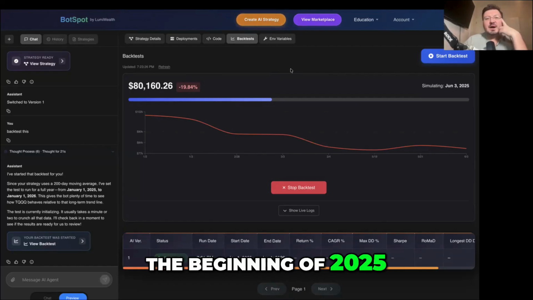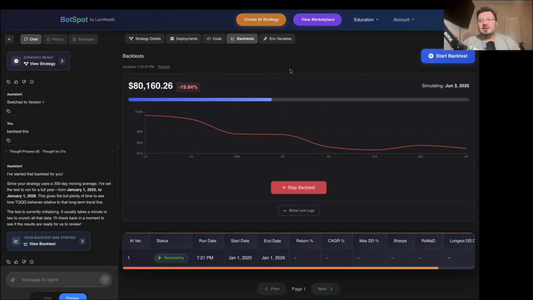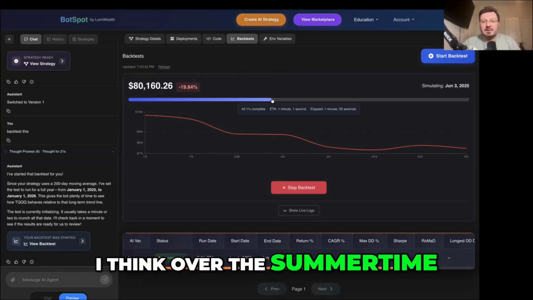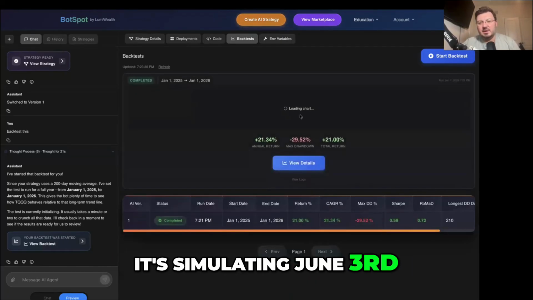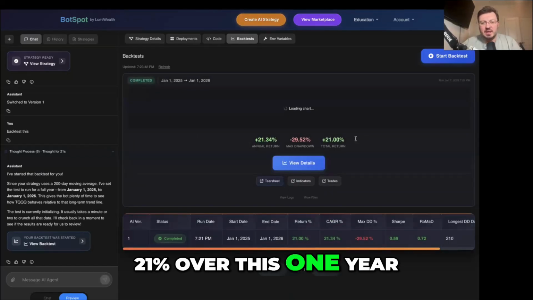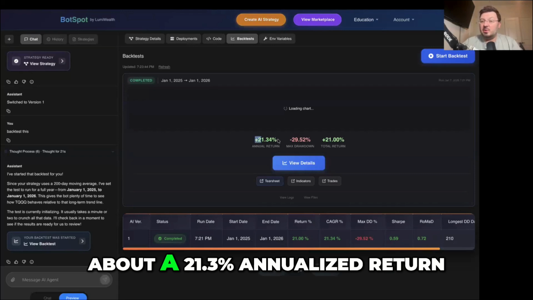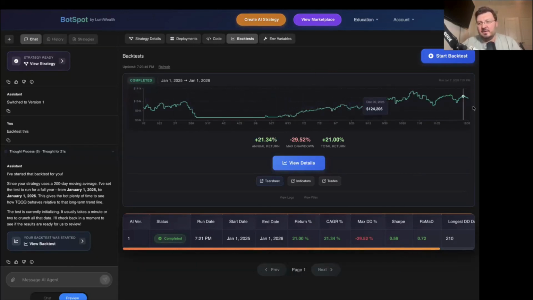The beginning of 2025 was really not very good to this strategy. But I think over the summertime, it gets significantly better. We could actually watch it. You can see here, it's simulating June 3rd. There you go, fully done. The total return was 21% over this 1 year, which works out to about a 21.3% annualized return. And here's our graph, right?